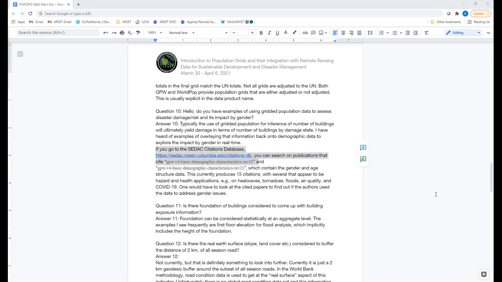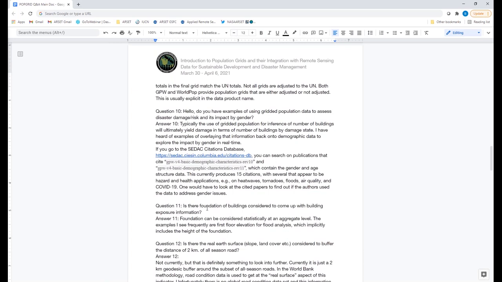One of the things that I'd like to see more of is people using the citations database to actually try to find relevant information for questions like this. If you go to the database, you can see which entries cite a particular data set. You can click the GPW version 4 collection, and then within that pick the two data sets, revision 10 and revision 11, of basic demographic characteristics that has the age and gender breakdowns for 2010. And when you search on that, you actually find 15 citations.